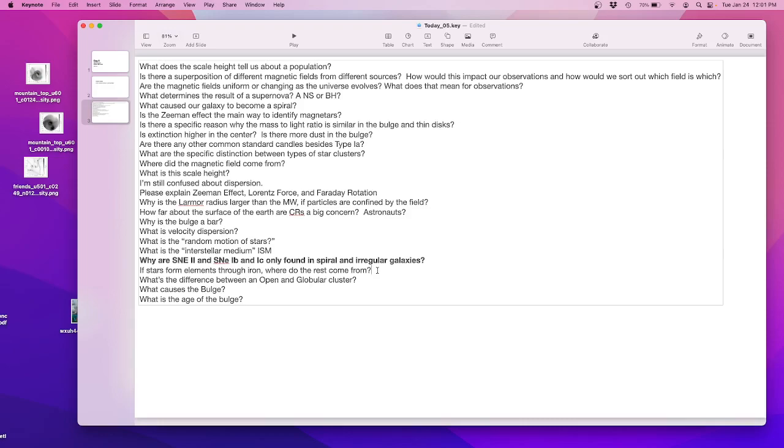What's the difference between an open and a globular cluster? Just the size, really, or the number of stars. And what causes the bulge?